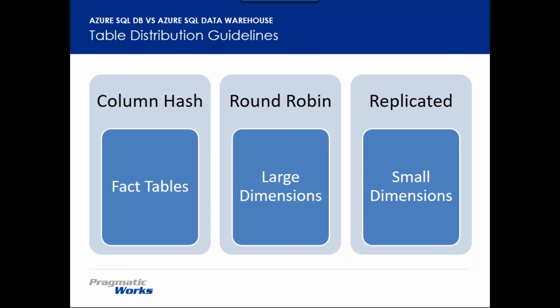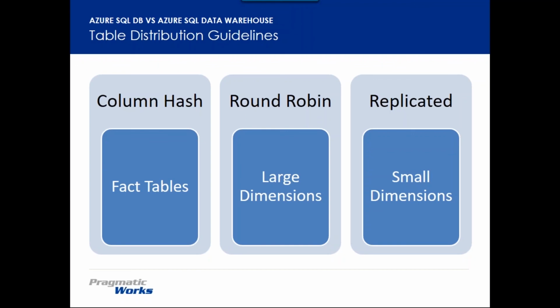Yeah, so I touched on this a second ago, but this is kind of how I like to think of it: if I'm faced with this decision about which method to use for distribution, generally speaking, your fact tables are good candidates to be distributed using that column hash. We're going to walk through a demonstration of this in a second.